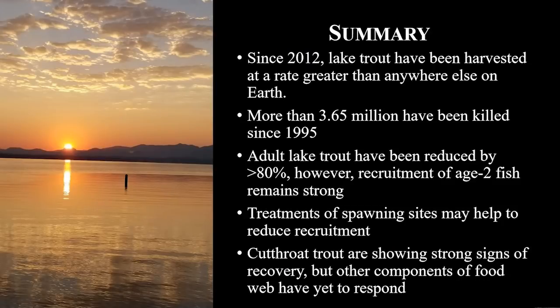In summary for Yellowstone Lake, since 2012, the lake trout have been harvested at a rate greater than anywhere else on Earth. More than 3.65 million have been killed since 1995. Adult lake trout have been reduced by more than 80%. However, the recruitment of age 2 fish remains strong. Treatments of spawning sites may help to reduce recruitment, and cutthroat trout are showing strong signs of recovery, but other components of the food web have yet to respond.